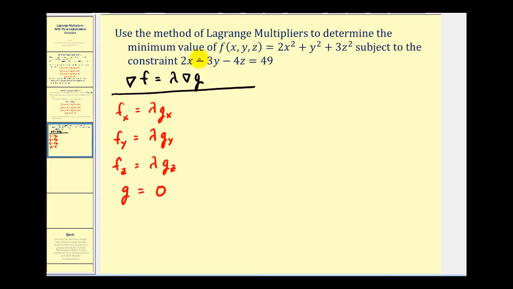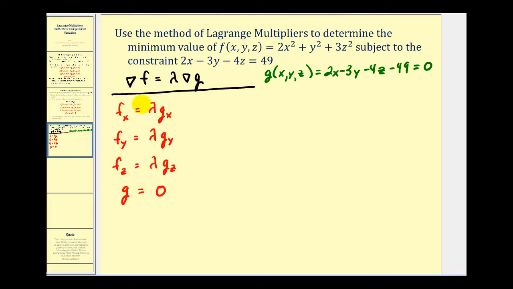So here we want to determine the minimum function value of f subject to 2x minus 3y minus 4z equal to 49. So the first thing we should do is probably recognize that g of x, y, z would have to be equal to 2x minus 3y minus 4z minus 49 equals 0. So now we'll set the gradient of f equal to lambda times the gradient of g. That'll give us these first three equations.